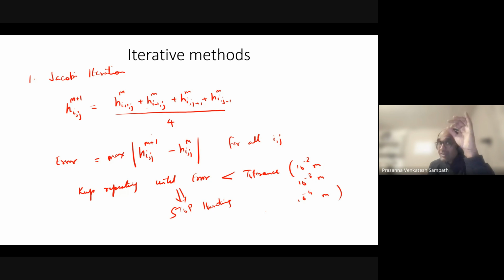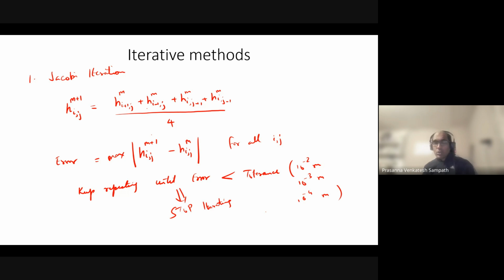But again, that initial guess that I made, if it is very far from the correct answer, it will take a long time to come to the correct answer. Because the Jacobi iteration method is a very simple method that uses this scheme for computing the heads in all the cells.